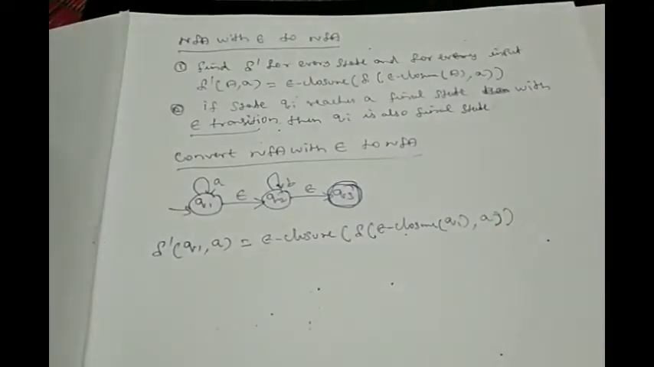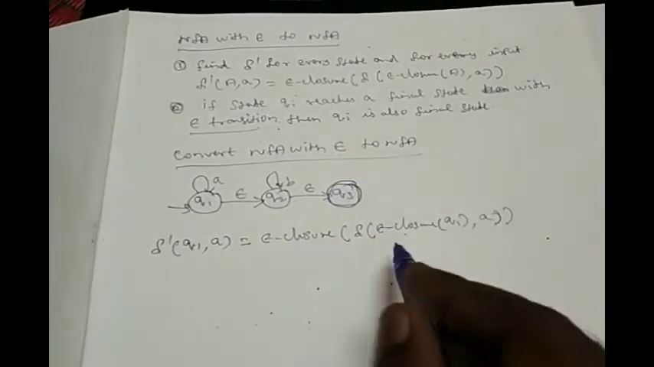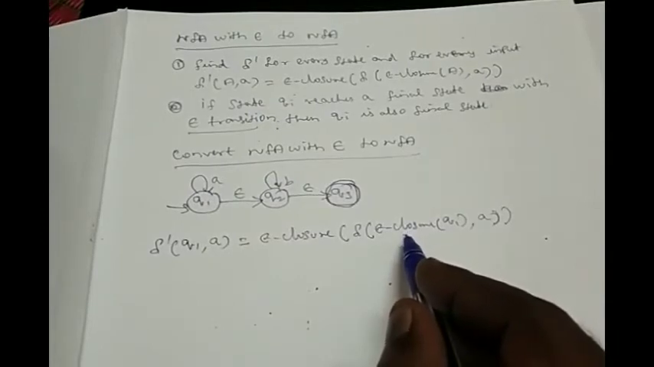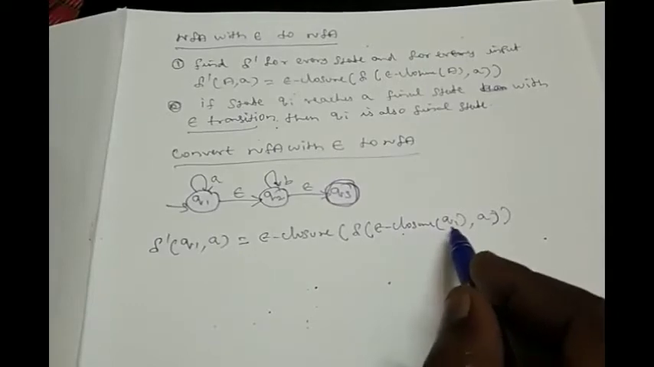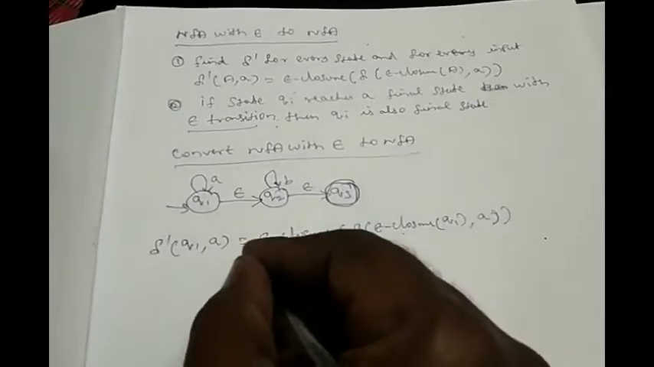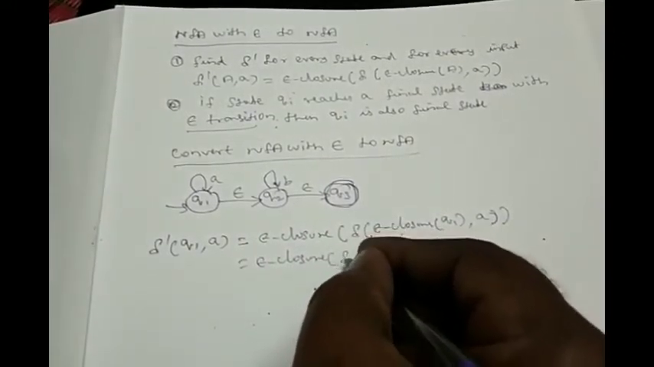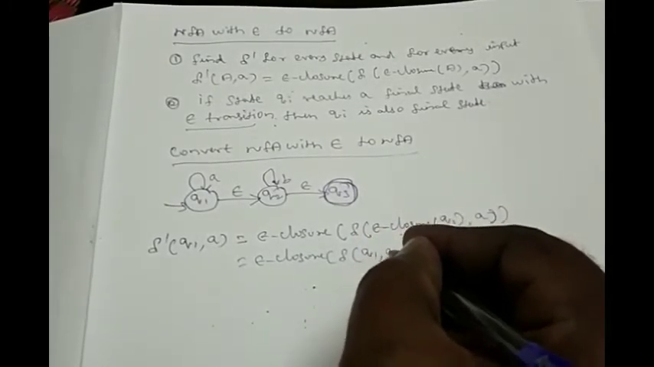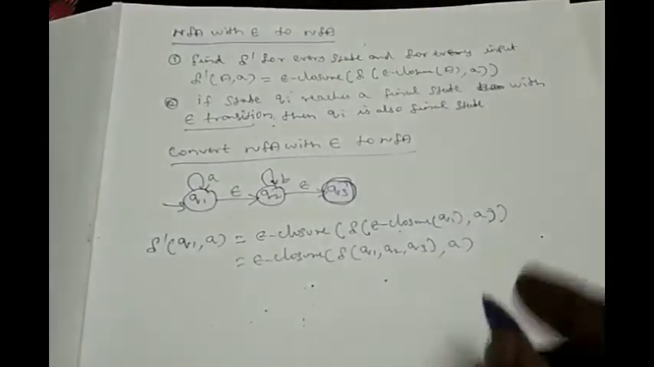Outermost you have one epsilon closure, then delta, and then epsilon closure. The innermost operation is epsilon closure, so you are supposed to evaluate that first. Epsilon closure of Q1 is Q1, Q2 and Q3. So that is equivalent to epsilon closure of delta of Q1 comma Q2 comma Q3, and the input you are going to apply is A.